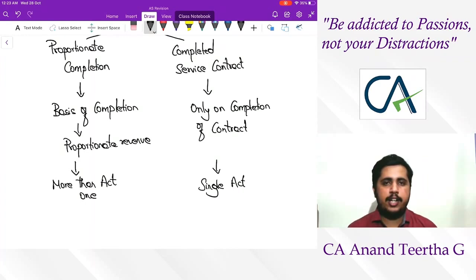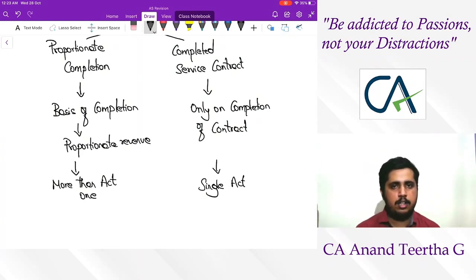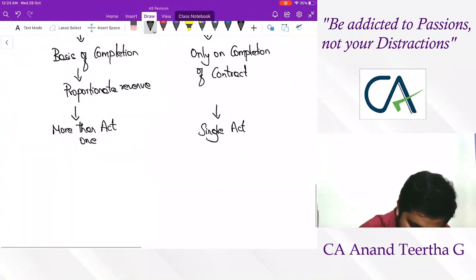Installation of machinery is a service for us. If there is only one machine to install, it is a completed service contract. Once you install it, then only recognize revenue. If there are 15 machines to install, every machine is proportionate. So that's how these two methods are done. You have to do a case to case analysis. Then finally, for both of them, one single rule: consideration should be certain.